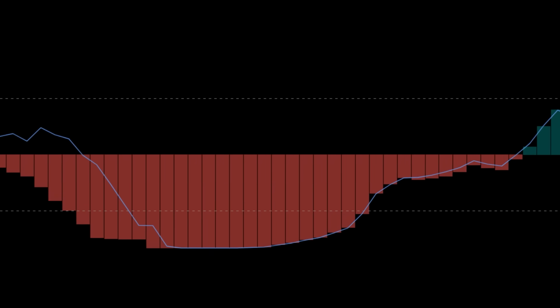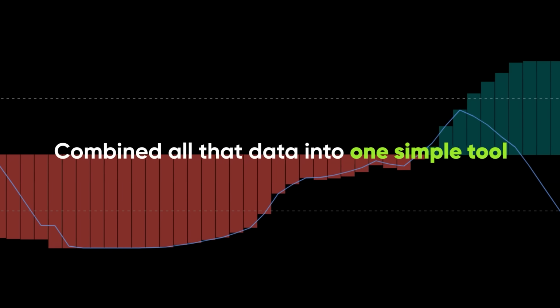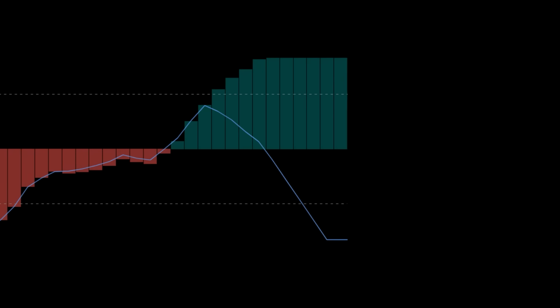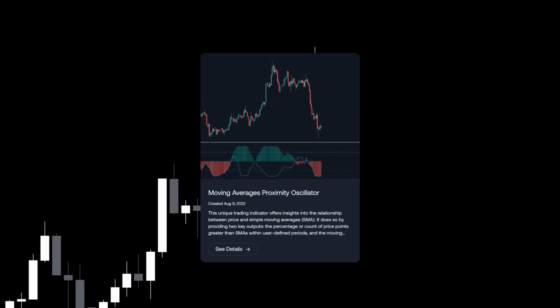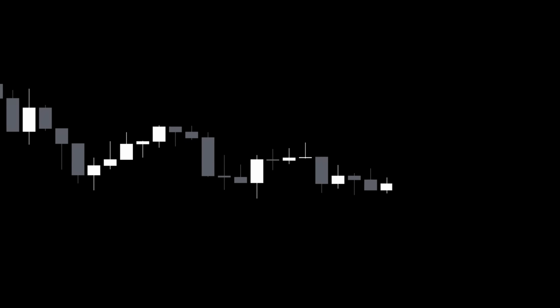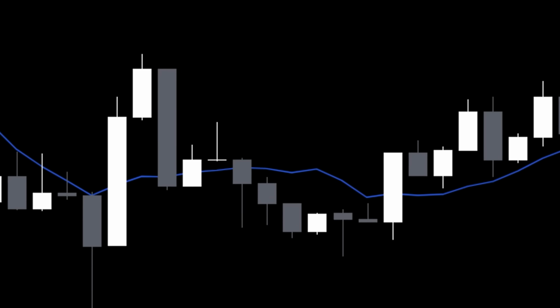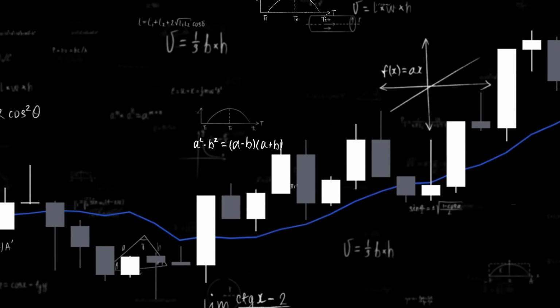What if there was a single oscillator that combined all that data into one simple tool, clearly showing you the trend and potential reversals? Well, that's exactly what this indicator does. And today, we're giving it to you for free and showing you exactly how it works. Let's jump in.